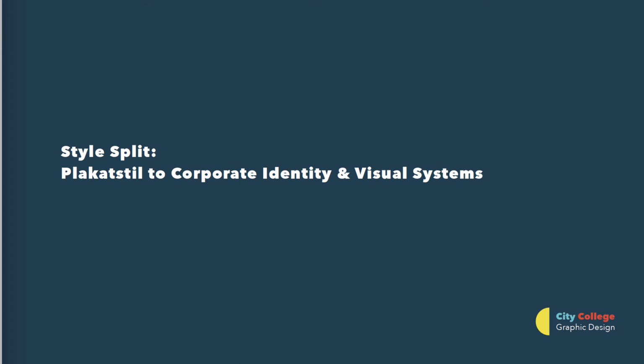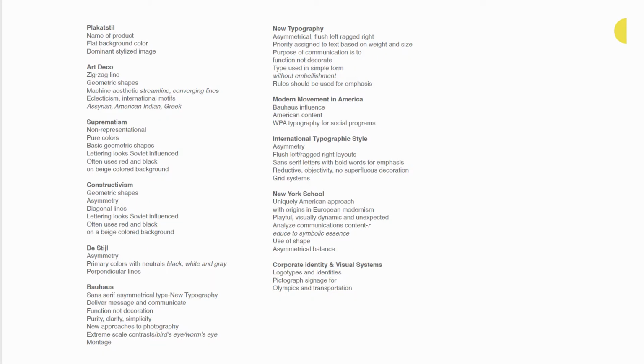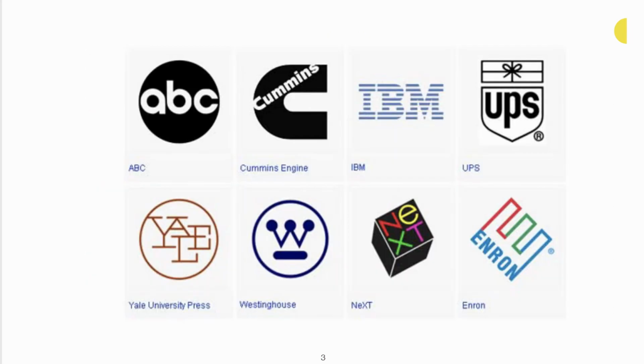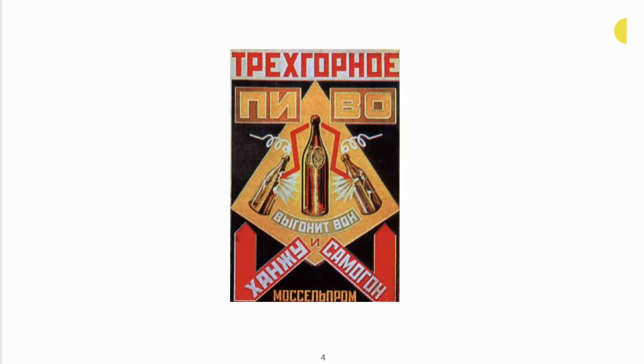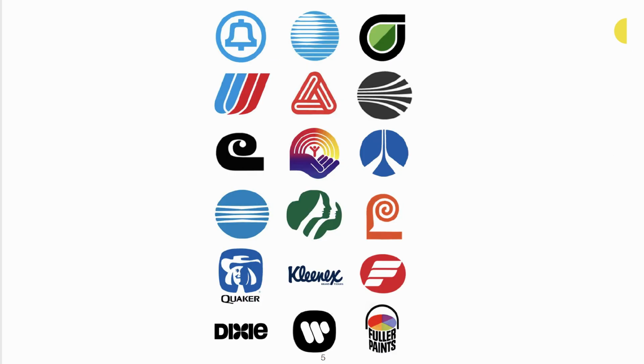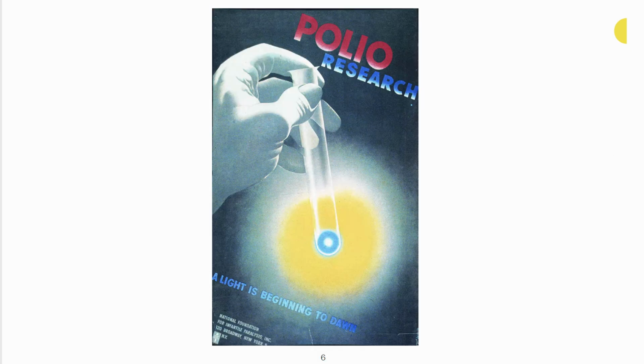In this episode, we're going to cover Placket Steel to corporate identity and visual systems. So you can check out the style characteristics in the review. And this first one, obviously, is going to be corporate identity. We see logotypes and identities, and it's corporate. We've got a recognizable object in the bottle, and we've got the Cyrillic alphabet. We're looking at constructivism, more corporate identities.